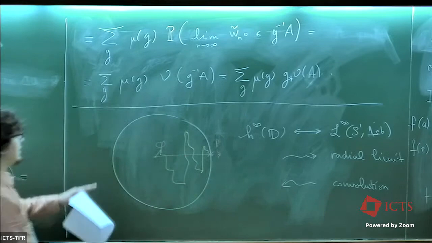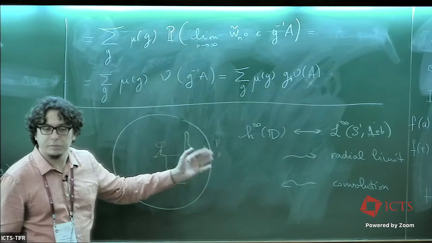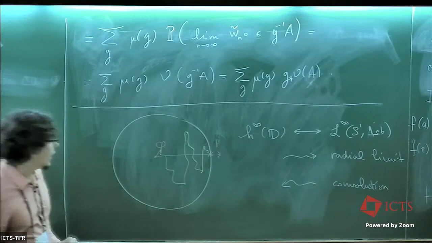So instead of looking at the limit along the ray, you could take a random path and you look at the limit along the random path. And by harmonicity and a martingale convergence theorem, which we might see in the discrete case, you get convergence. And so almost surely you can define it.